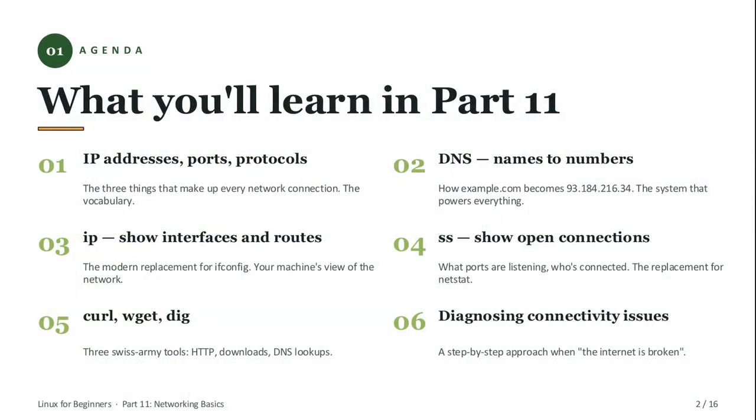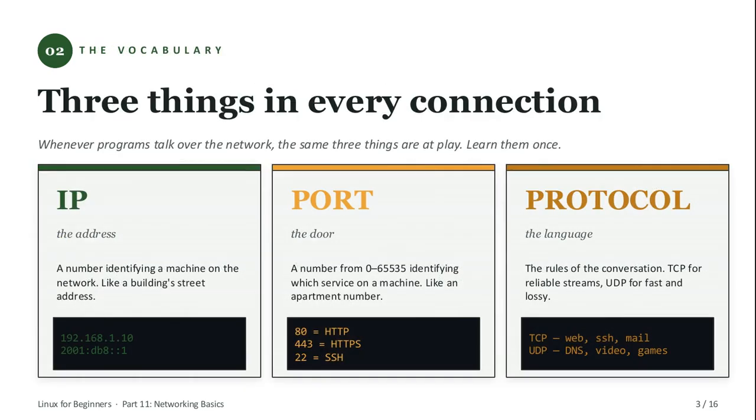Here's the path we'll walk together. We start with the core vocabulary, addresses, ports, and protocols. Then look at how DNS turns names like example.com into numbers your computer can actually reach. From there, we'll get our hands on the modern tools. ip for seeing your interfaces, ss for inspecting open connections, and the trio of curl, wget, and dig for poking at the network directly. We'll finish with a calm, step-by-step approach for those moments when someone tells you the internet is broken. So let's start with the vocabulary, because nearly everything in networking comes back to these same three ideas.